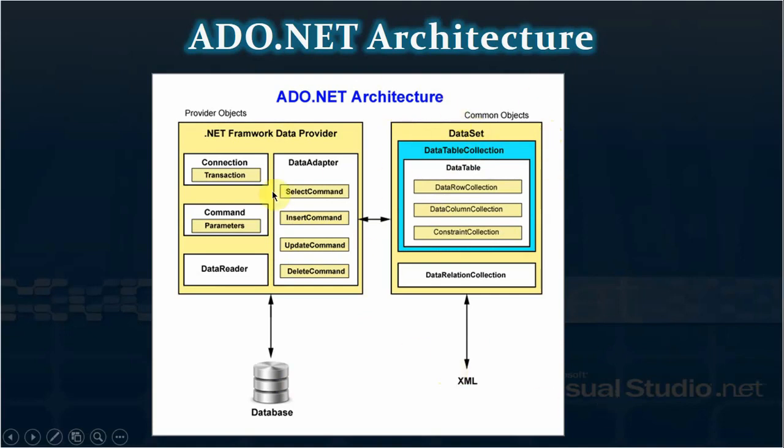We will discuss more about that, but for this particular diagram I want you to remember the keywords I have discussed. Connected architecture takes three very important keywords: connection, command, data reader. Three keywords. Remember that. What about disconnected architecture? Again, connection, adapter, dataset.